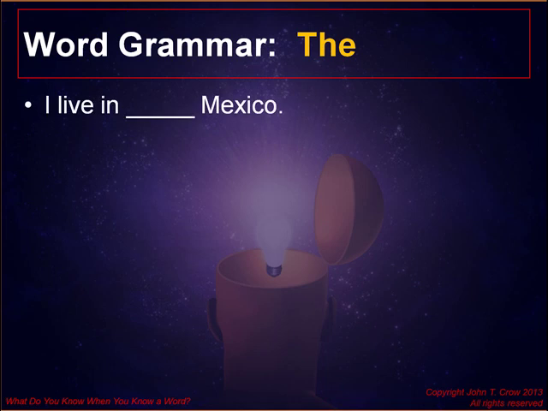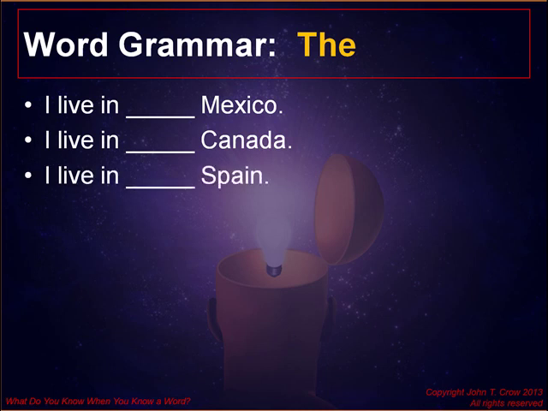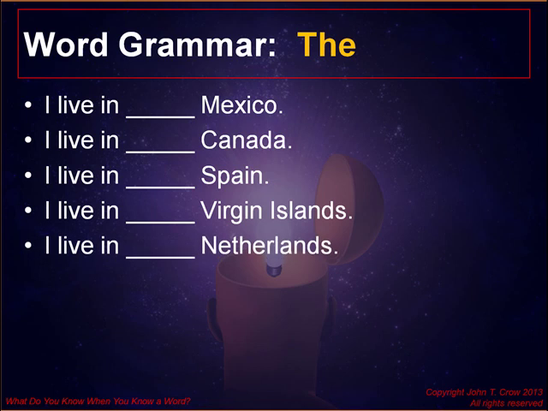Fill in the blanks with "the." I live in nothing. No "the." I live in the Canada. No way. I live in, again, nothing. I live in the Virgin Islands. You cannot say "I live in Virgin Islands" in English. That sounds funny. I live in the Netherlands. Required. Now, what's the rule?